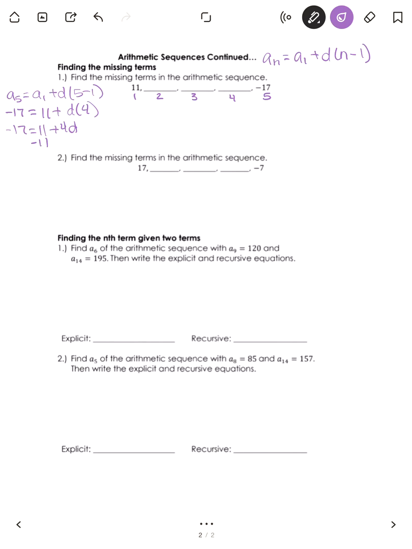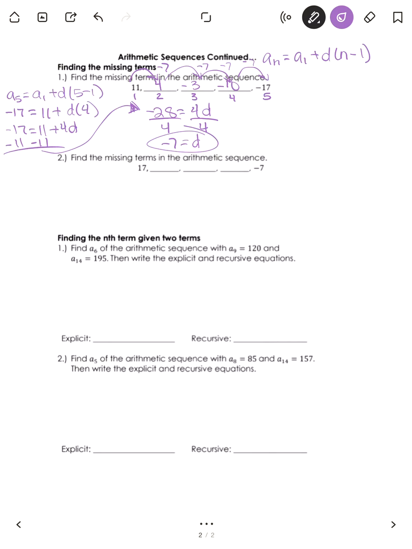Two-step algebra, we want to subtract 11 from both sides. So I'm going to continue the work over here. Okay, we get a negative 28 equals 4d. You divide both sides by 4. d equals negative 7. So I'm going to subtract 7 from each term to get the next one. So negative 11 minus 7, we get 4. 4 minus 7, we get negative 3. Negative 3 minus 7, we get negative 10. And just to make sure, negative 10 minus 7 is negative 17. So that works out. So our common difference was negative 7.